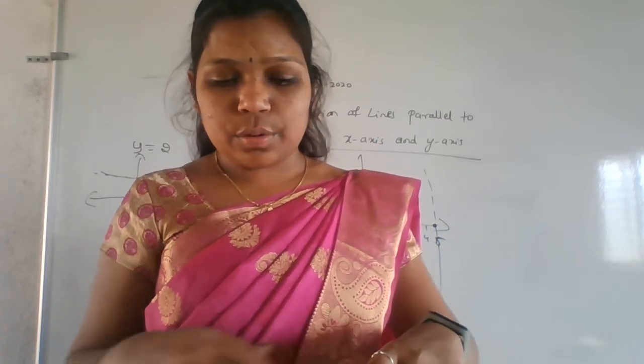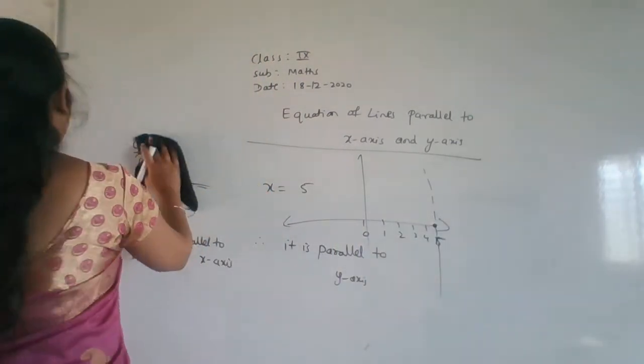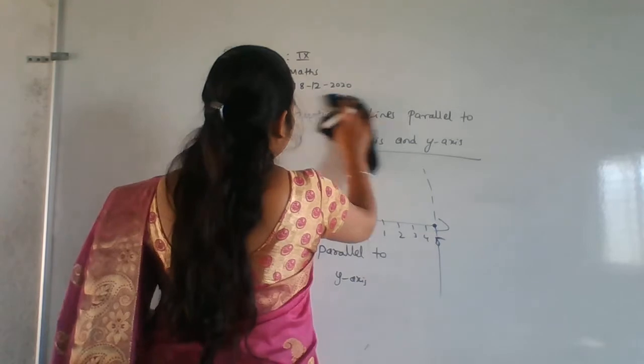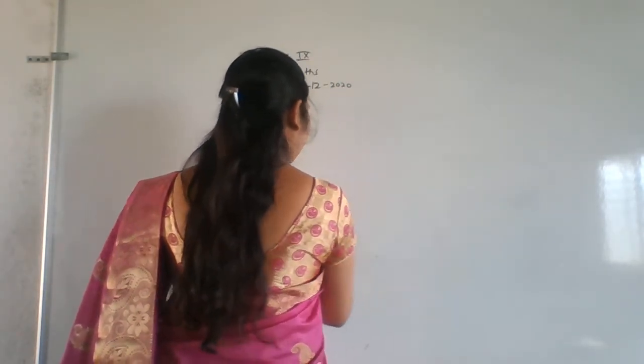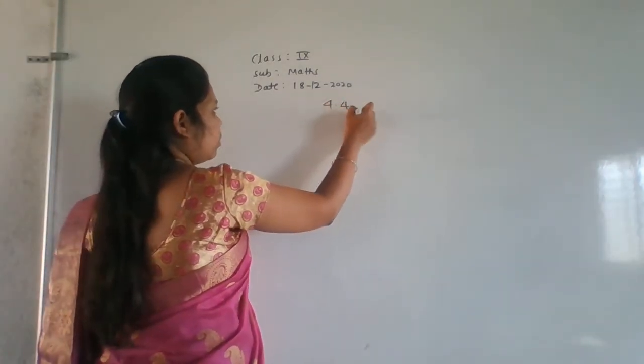Okay, we'll do exercise number 4.4. Start the exercise number 4.4. If these two problems are over, then it is the end of the fourth chapter. In the next class, we'll start the fifth chapter. Okay, so now solve 4.4.